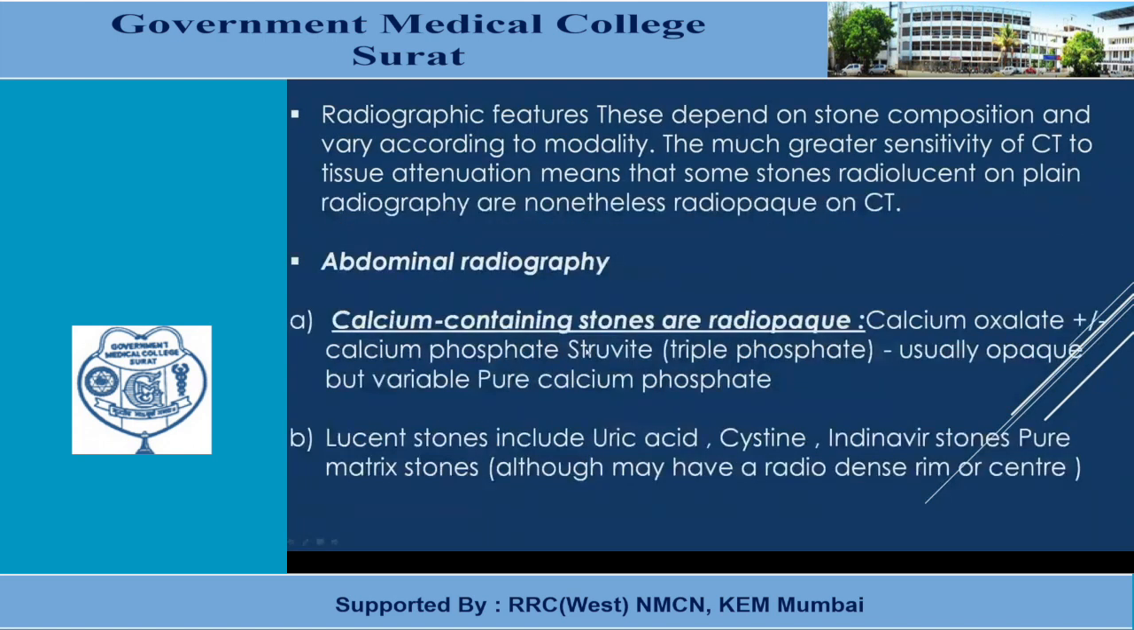On abdominal radiograph, calcium-containing stones are radio-opaque. Calcium oxalate, calcium phosphate, and struvite are usually opaque, but variable with pure calcium phosphate. Lucent stones include uric acid, cystine, and indinavir stones.